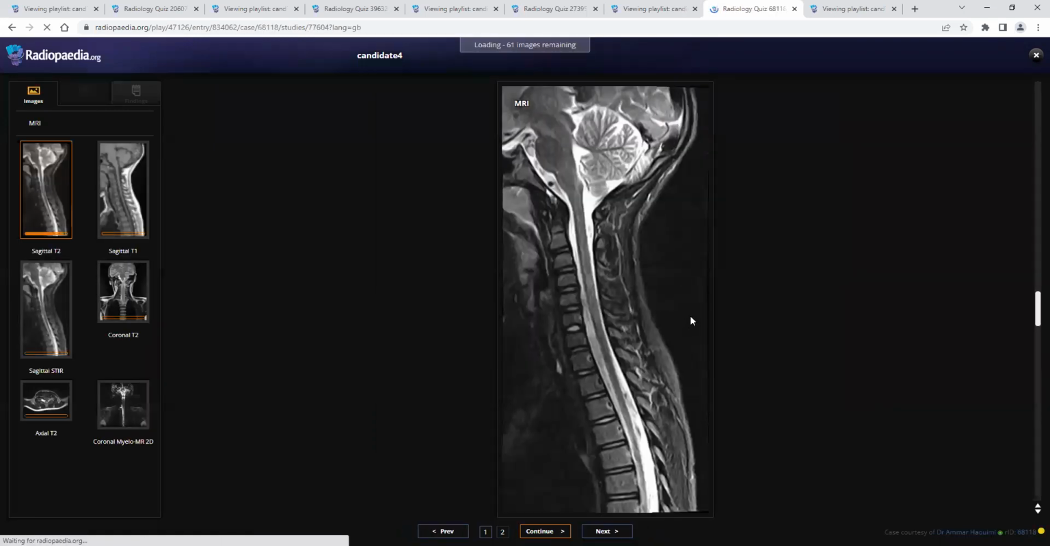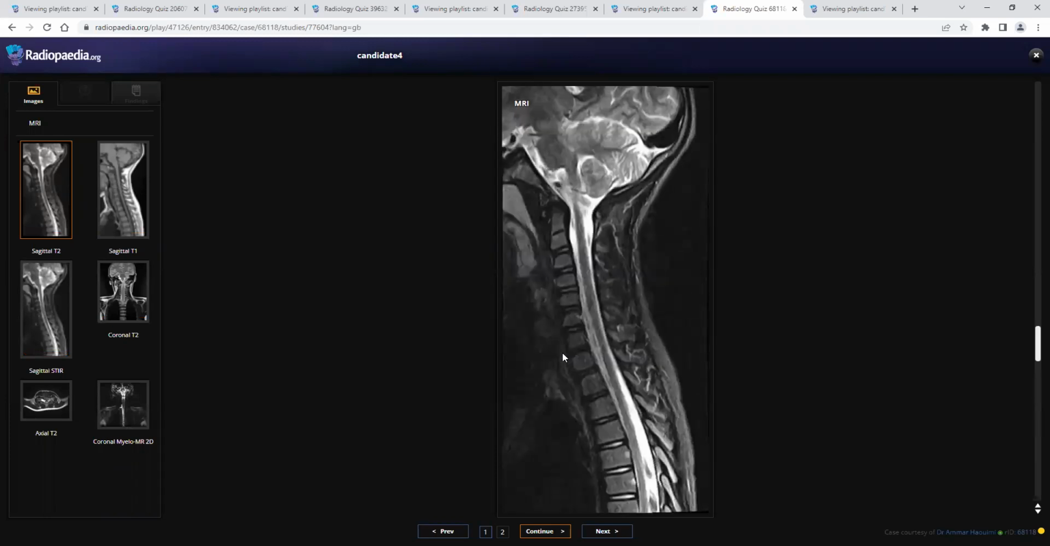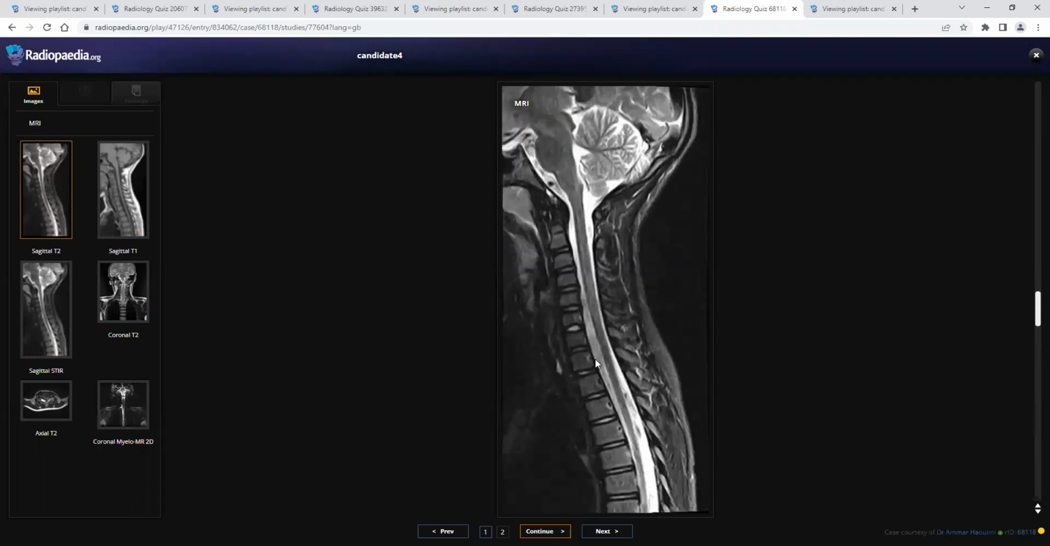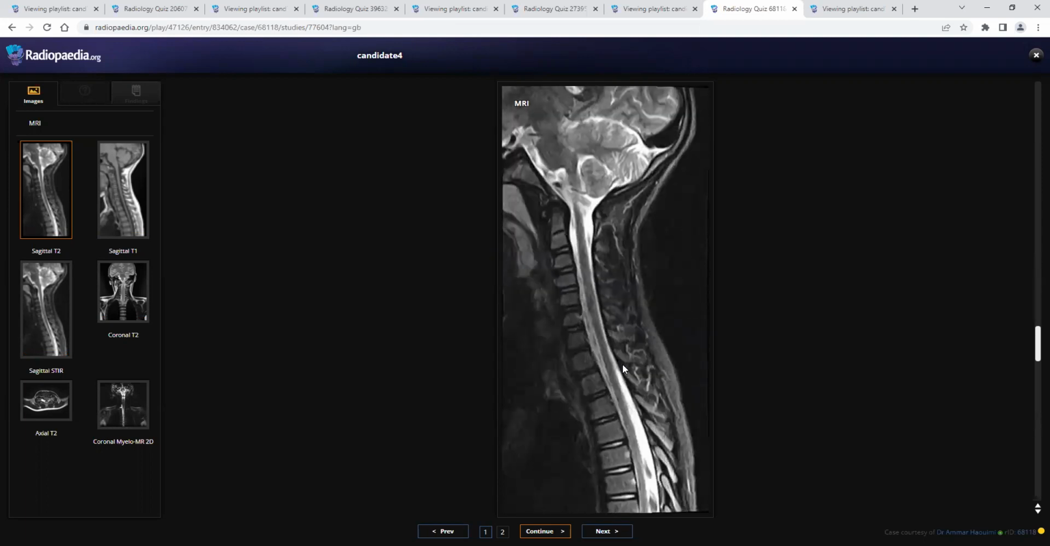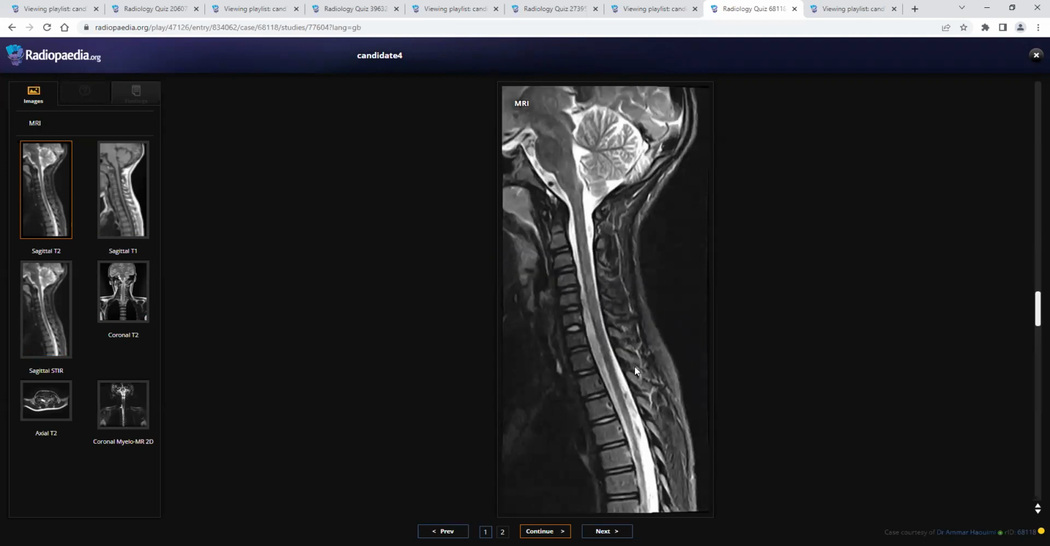Your next case. Okay. Click on the center of the screen and start scrolling. You can take any other sequences you want. Okay, sir. I'm given MRI images of the spine showing the cervical-dorsal spine T2 sequence.